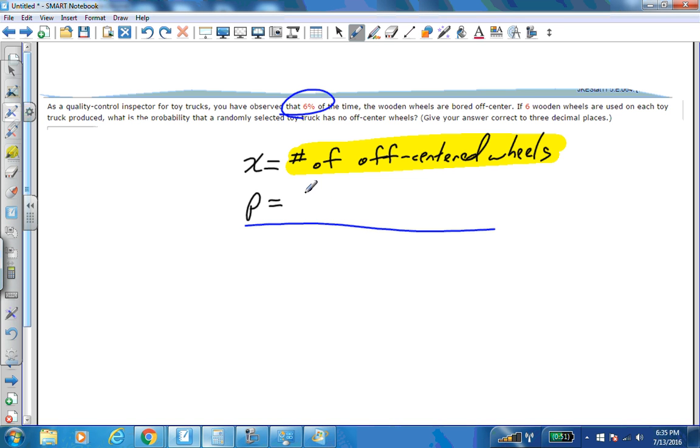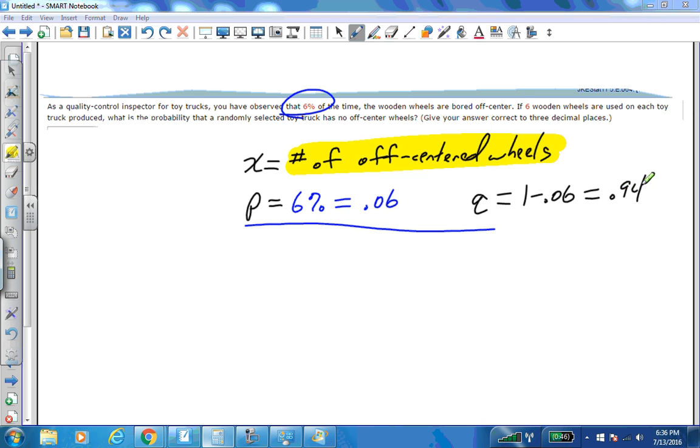And it says that 6% of the time, 0.06, the hole is found to be drilled off-center. So 6% of the holes are off-center, and the complement of that, 94% or 0.94, that's how many holes are drilled not off-center, or that are centered.